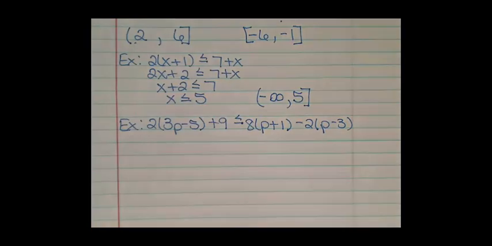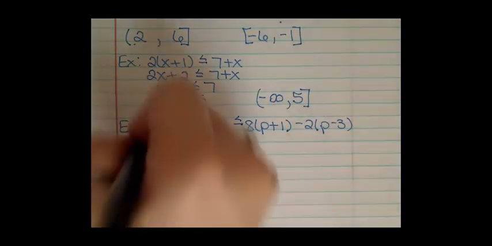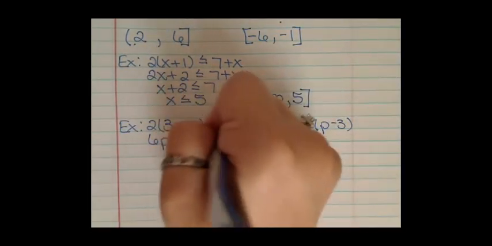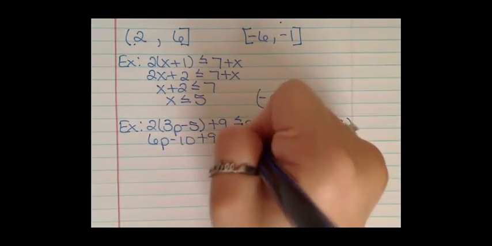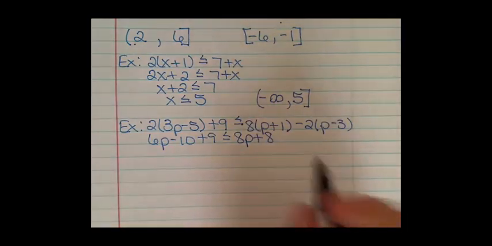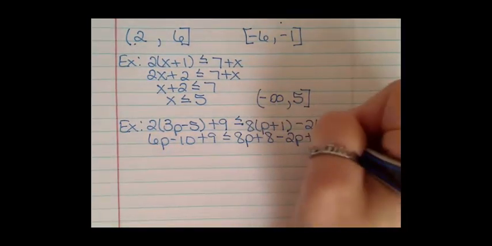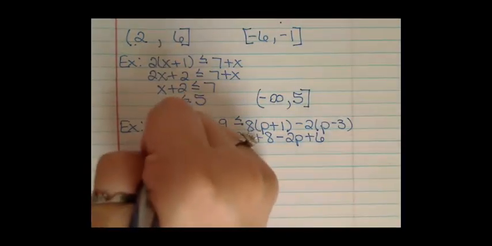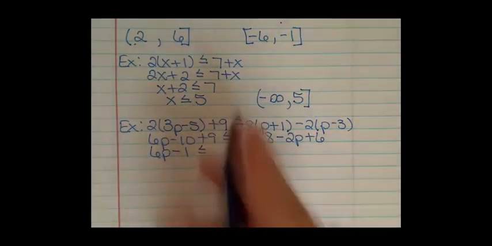We have 6p minus 10 plus 9 is less than or equal to. Distribute our 8 in. 8p plus 8. Distribute our negative 2 in. That'll be minus 2p plus 6. Let's combine our like terms where we can. So we have 6p minus 1 is less than or equal to 6p plus 14.